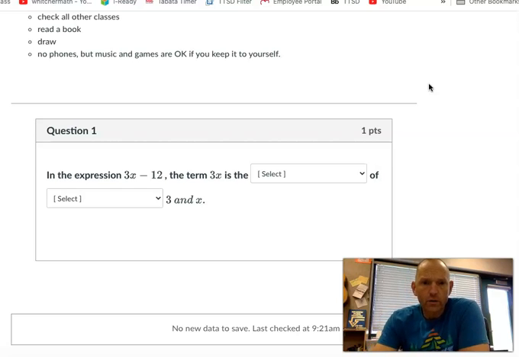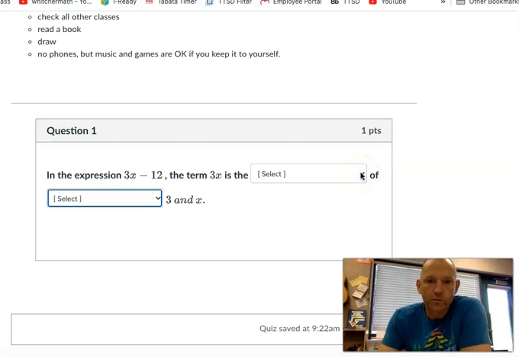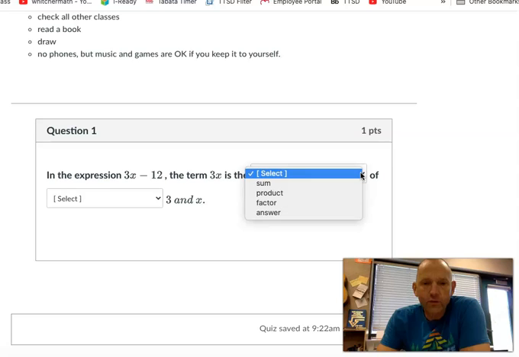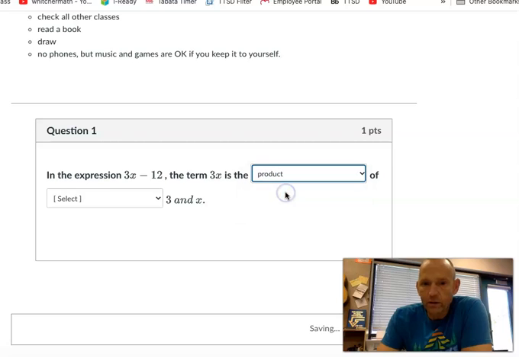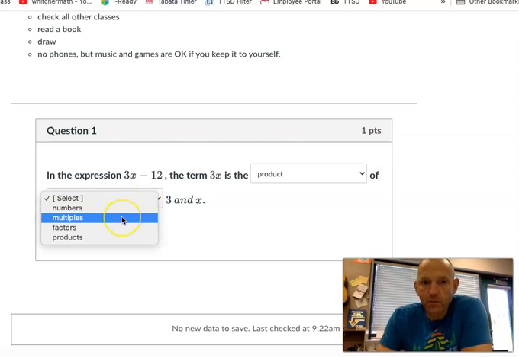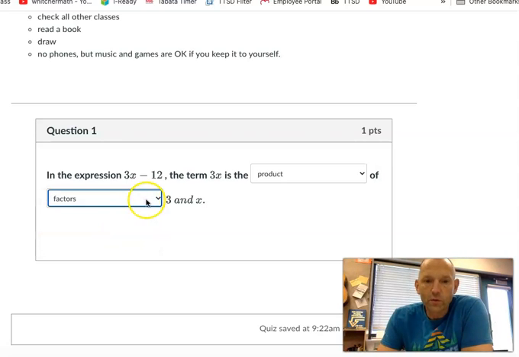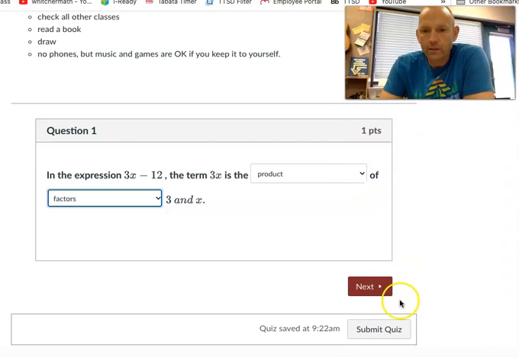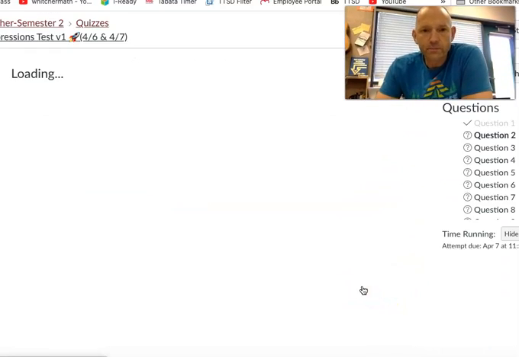Okay, question 1. In the expression 3x minus 12, the term 3x, we have a drop-down multiple choice here. The term 3x is the result of multiplying 3 and x, which means it's the product of when we multiply 3 and x. It's tempting to hit multiples here, but factors, when you multiply the factors, it makes the product. So there we go. Go to the next question.